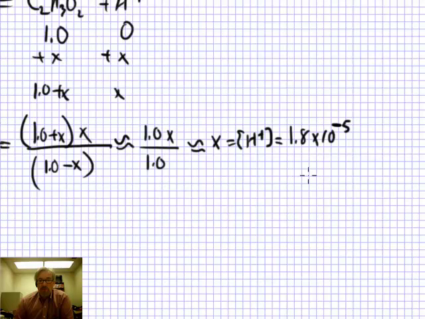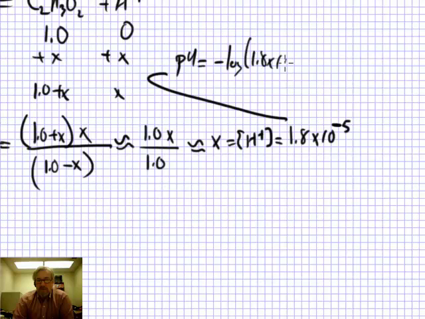So what is the pH? Well, based on this, pH is going to be minus the base 10 logarithm of 1.8 times 10 to the minus 5th, and that's equal to 4.74.